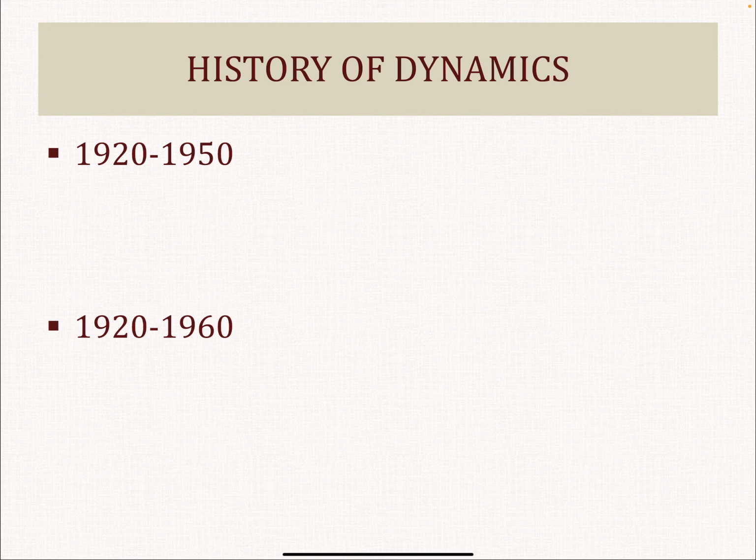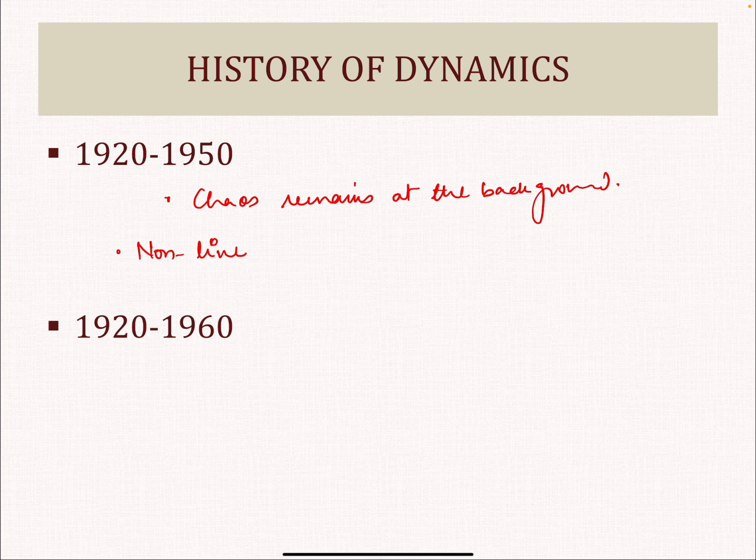In 1920 to 1950, chaos remained in the background, but nonlinear oscillators played a vital role in the development of radio, radar, phase-locked loops, and lasers. From 1920 to 1960, complex behaviors in Hamiltonian mechanics could be understood by using nonlinear dynamics.